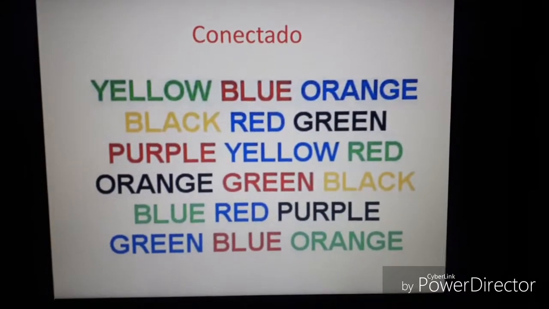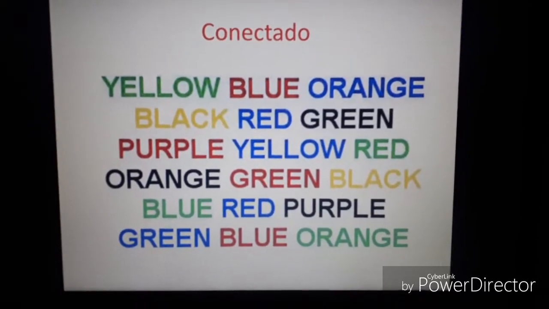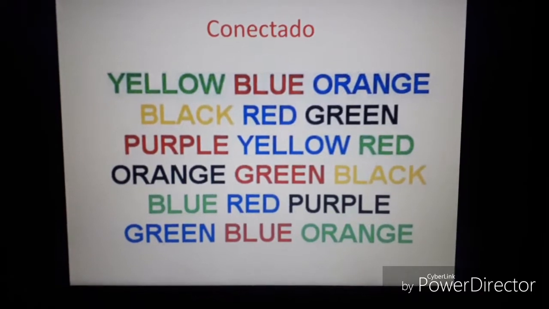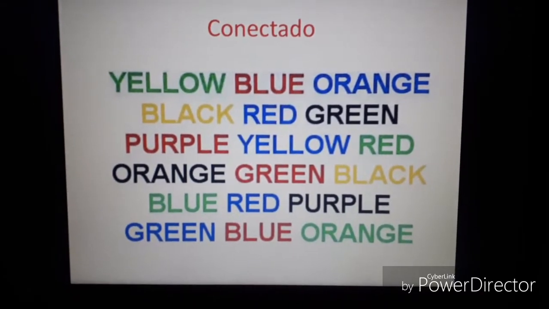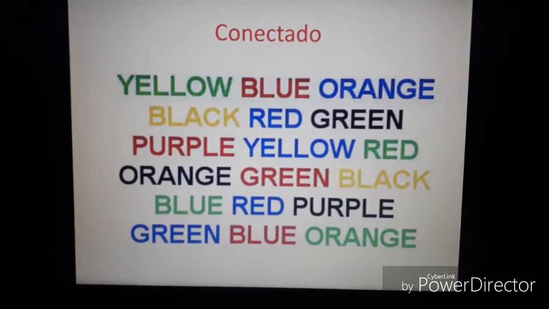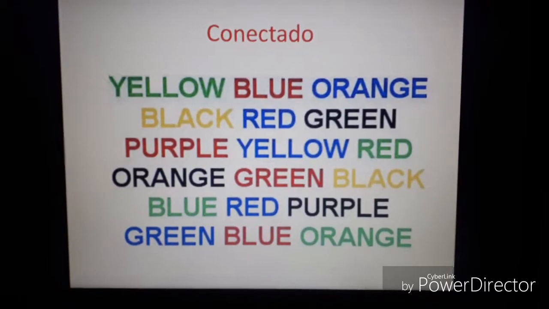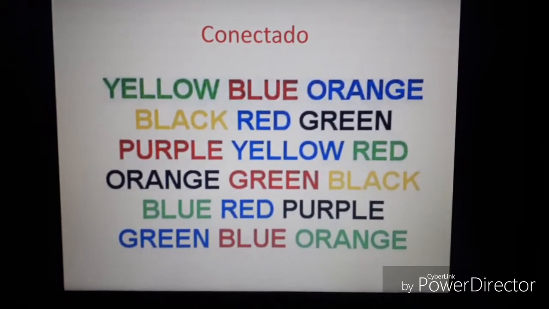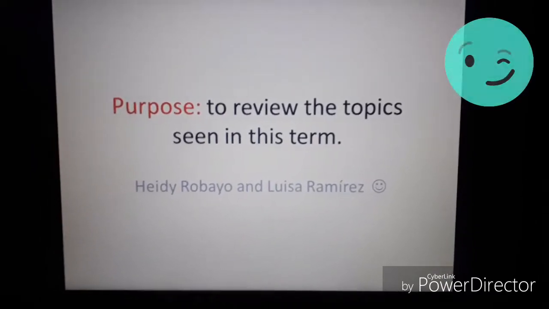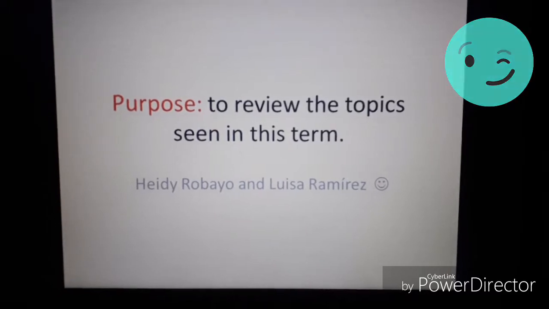So, our warm-up today is that you have to read not the letters but the color that you have in the letters. So, the first one is not yellow but green, and the second one is not blue but red, and so on. So, you have to be careful and try to do it in the shortest time. Our purpose today is to review the topics in this term, so we're going through this.